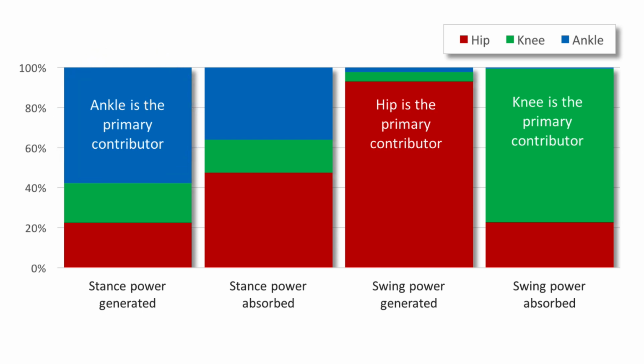Whereas in the stance phase while power is being absorbed, then most of the joints are contributing a similar amount. In the swing phase, while power is being generated, then the hip is almost entirely responsible for all of that power generation. Whereas in the swing phase when power is being absorbed, then the knee is almost entirely responsible for that power absorption. And this tells us a lot about what is actually happening during the sprinting gait cycle.